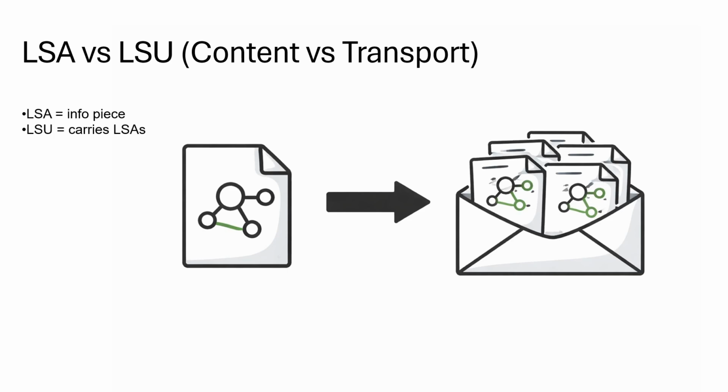Quick but critical wording before we continue. LSA is the actual piece of topology information, and the LSU is the packet type that transports the LSAs. So if someone says LSU contains LSAs, that's correct. This will matter a lot when we hit the loading state.